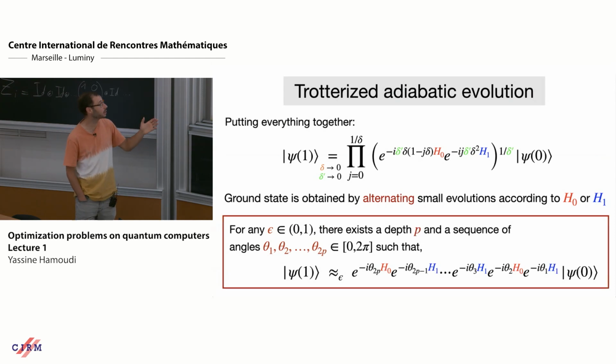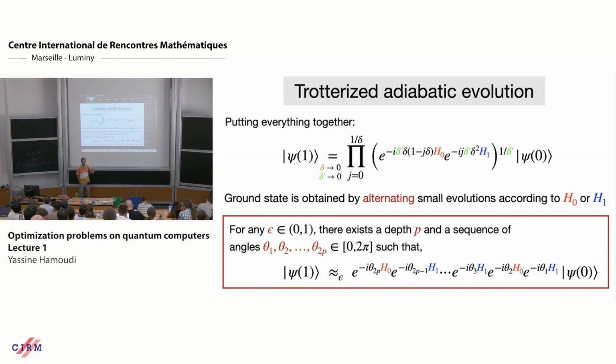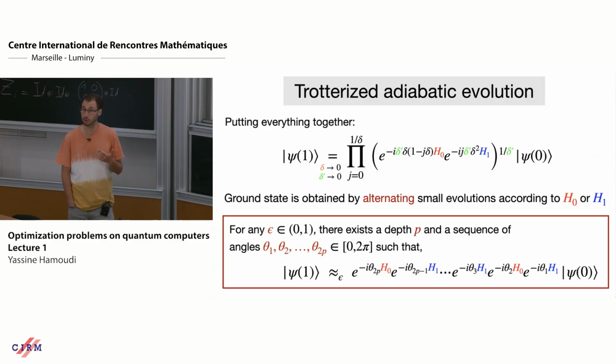So this is the result. For any epsilon, now I'm replacing delta and delta prime by epsilon, there exists a depth, so how many times you want to alternate, and a sequence of angles, such that the ground state can be written as the following state. Okay, so we have obtained an expression for the ground state of the Hamiltonian. And this will tell us what the ansatz could be.